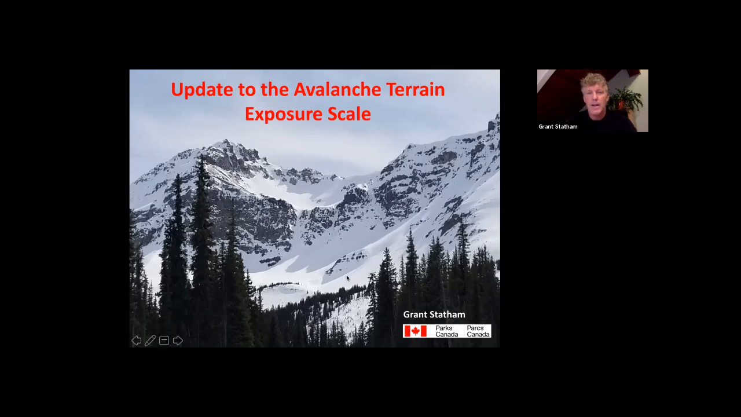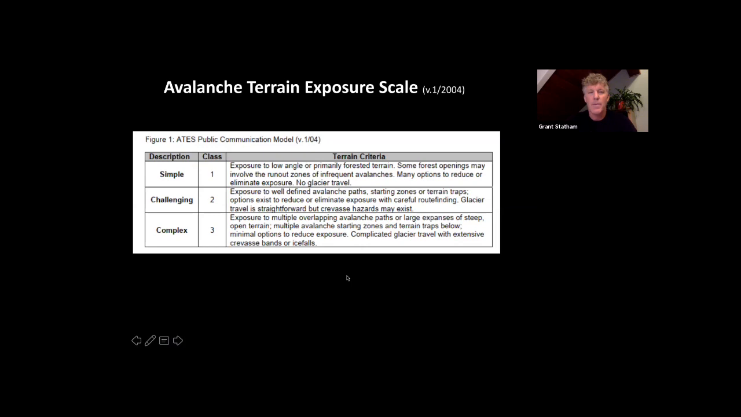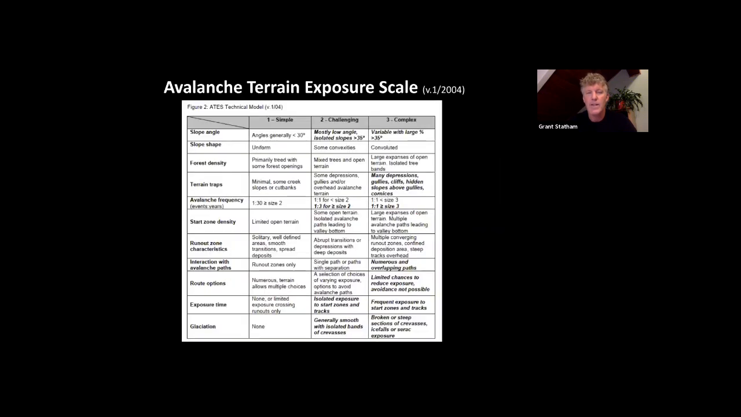What it looks like, if you haven't seen it before, is it's pretty simple. It has two methods. It has what we call a public communication model, which is pretty straightforward. This is it right here. Divides the terrain into 3 different bins: simple, challenging, and complex terrain. And then you can see the descriptions of them there. But behind that is a technical model, which looks like this. And that's what we use to actually do the classifying, to do the assessment work.